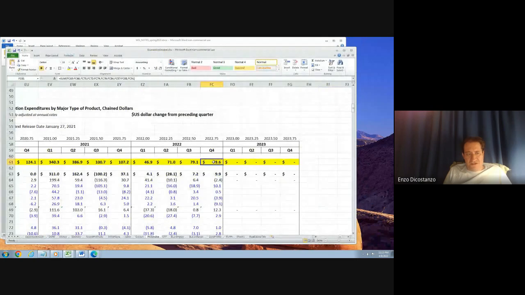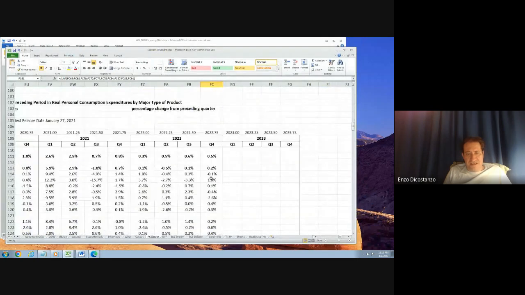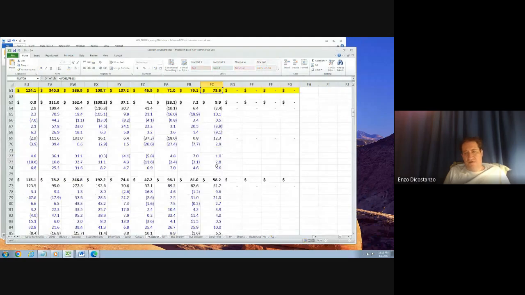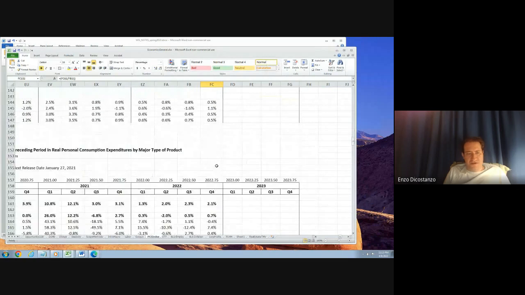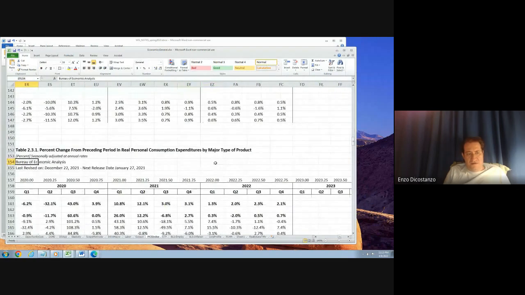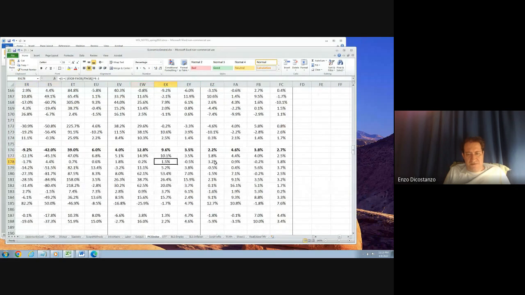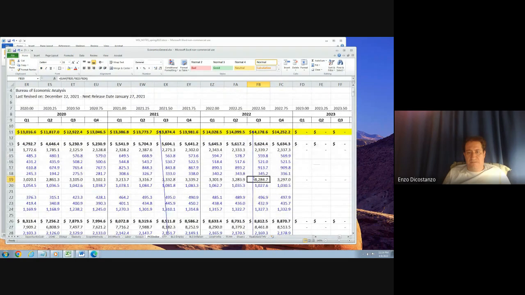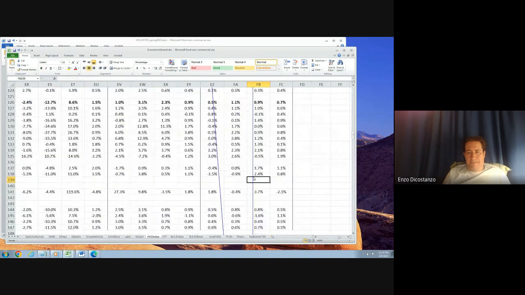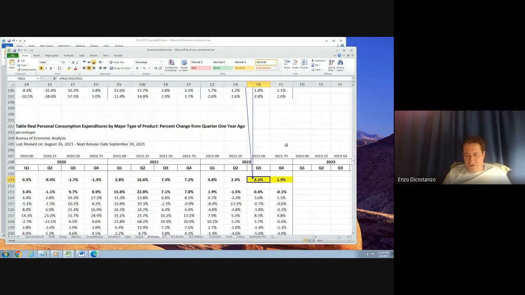And this is the dollar change from the preceding quarter, percentage change from the preceding quarter. And then we have hopefully the year over year. Here are the year ago numbers, which are generally what we look at here. Okay, so you were 2.2, 1.9.